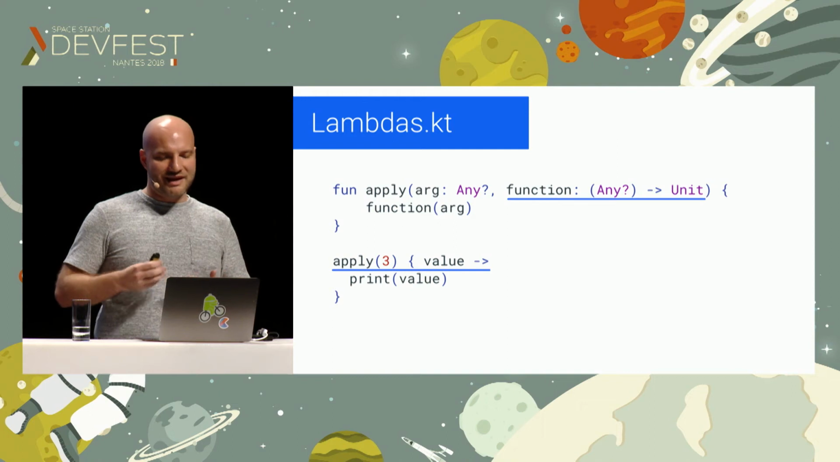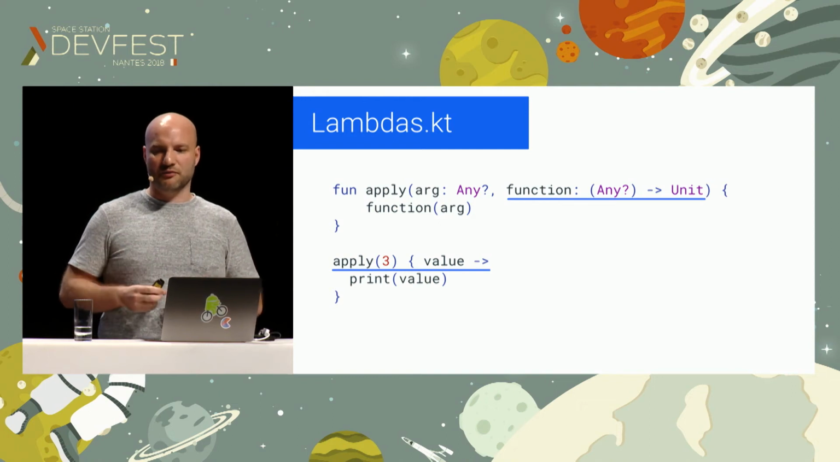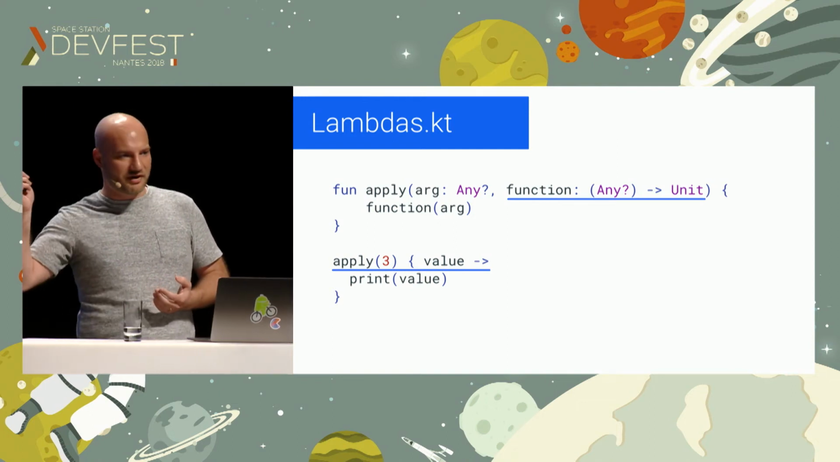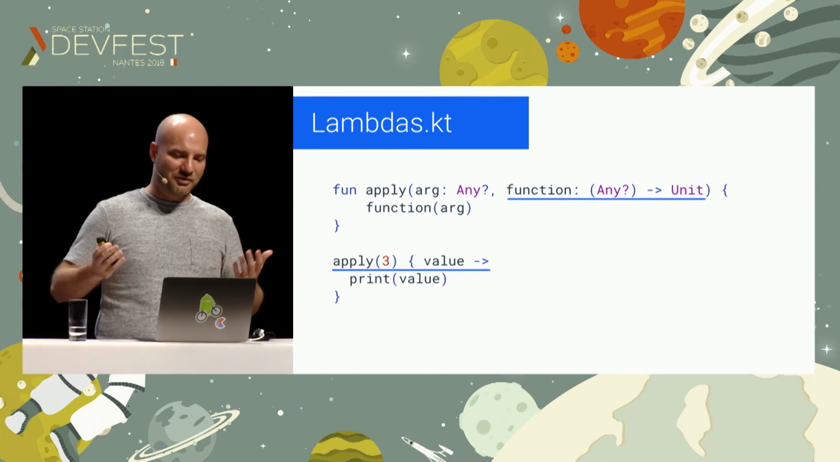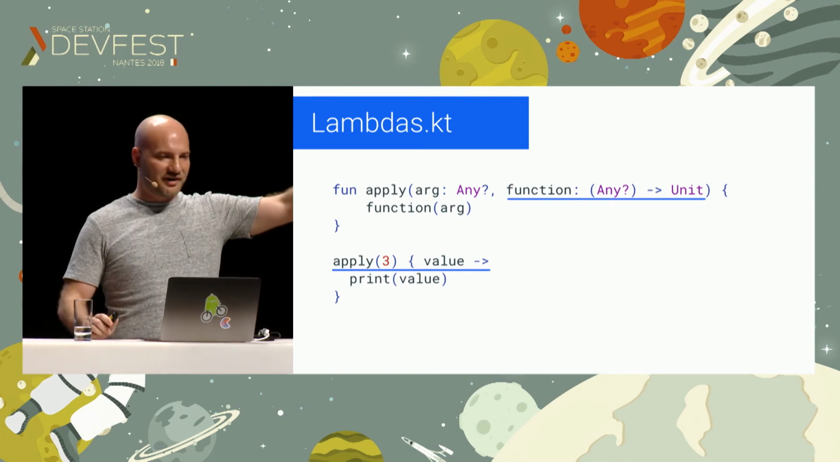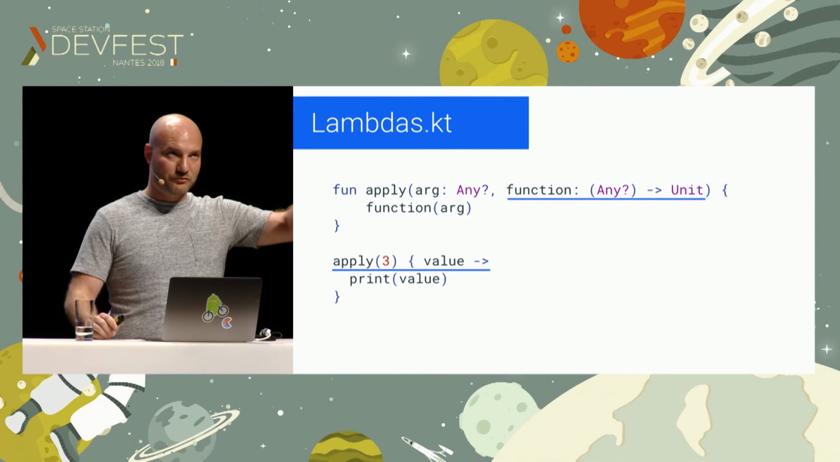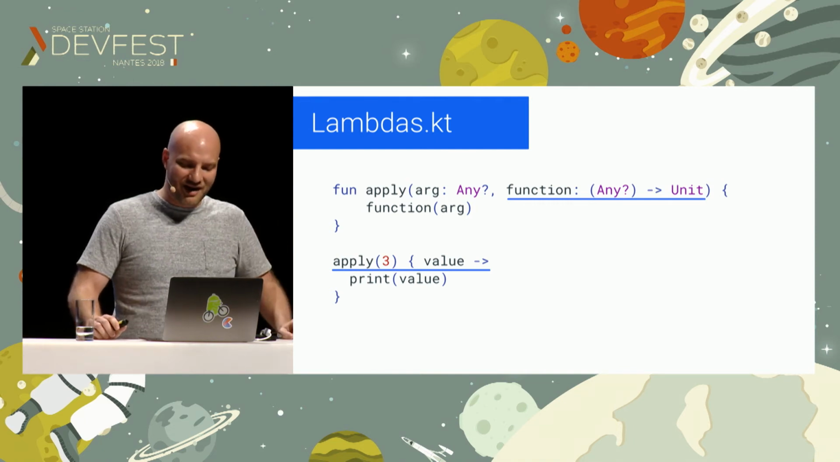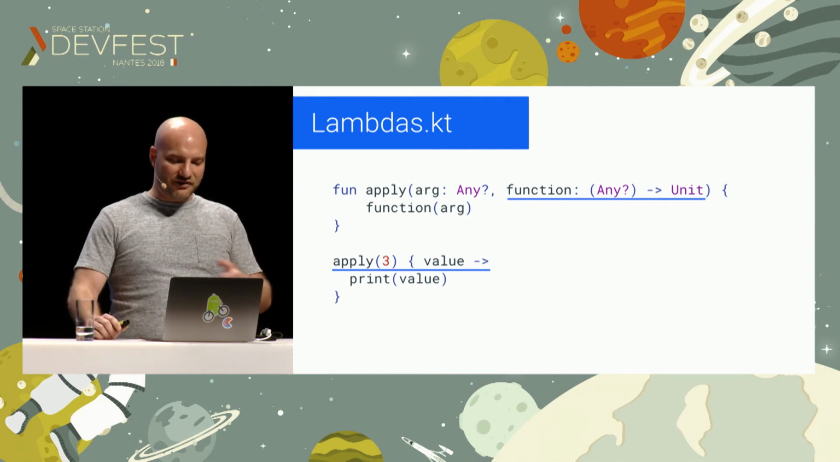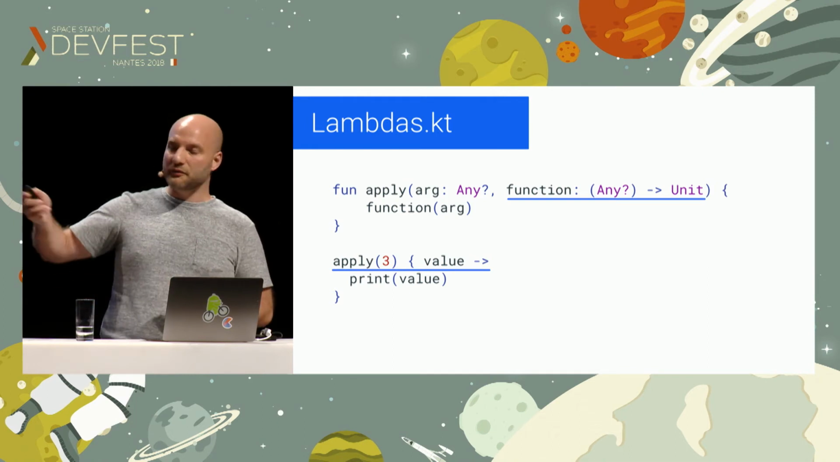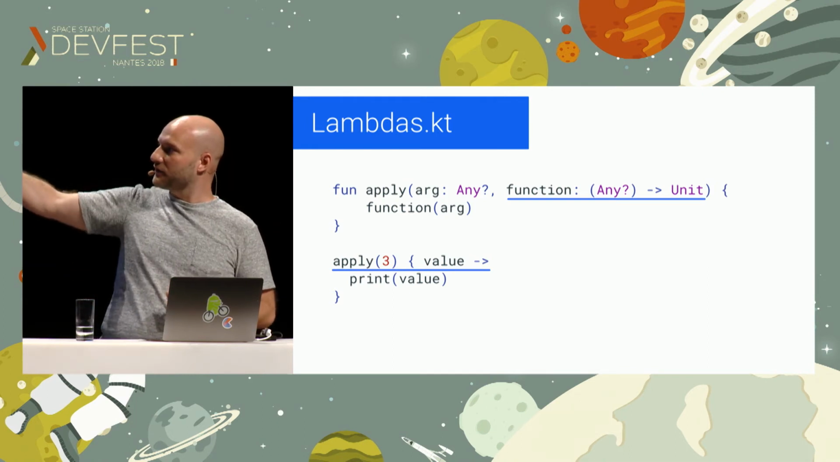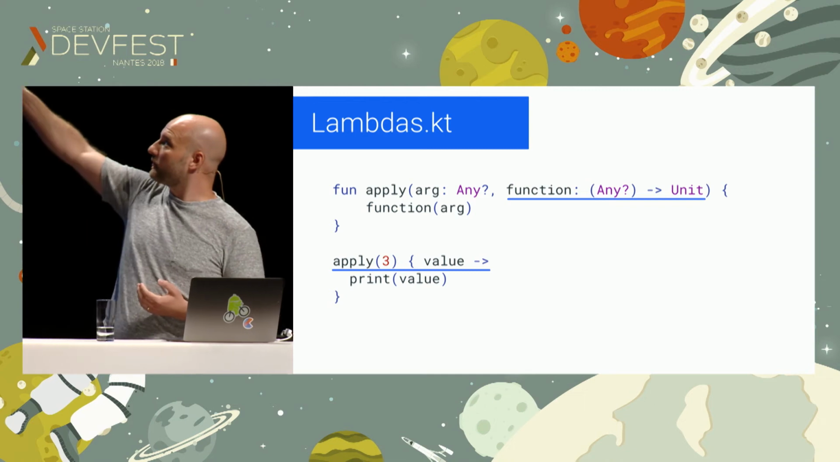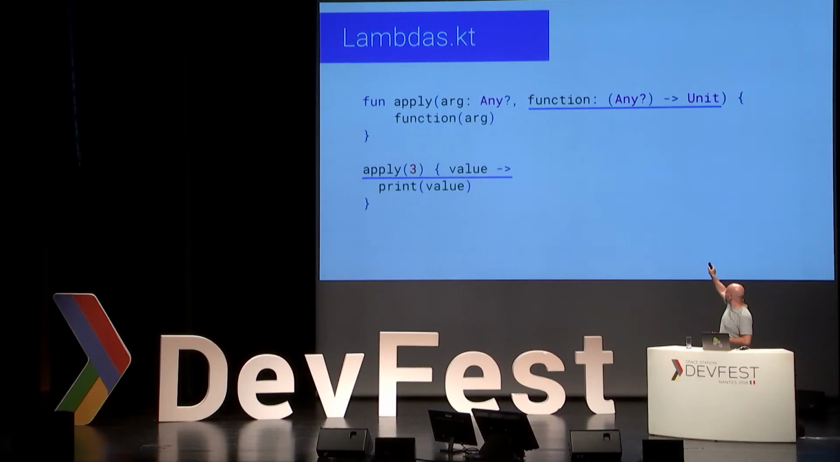So lambdas get even more interesting when we start passing them to functions. Here I've defined a very basic lambda called apply. It's like the second example in SICP. If you look at the call syntax to apply, you'll see that we actually pass the lambda outside of the arguments. The function is any function that takes any, and the question mark means it can pass null there as well, and returns nothing.